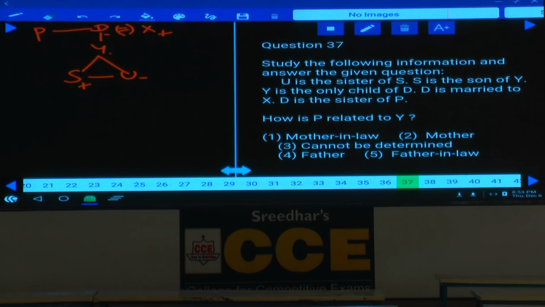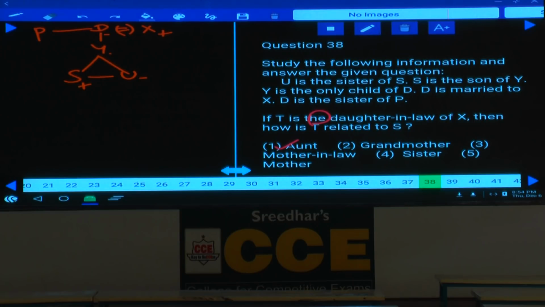Then question number 37, how is P related to Y? Tell me how this P is related to Y. Now the gender of this P is not known, hence it cannot be determined. P could be either the father, the uncle or the aunt of Y.